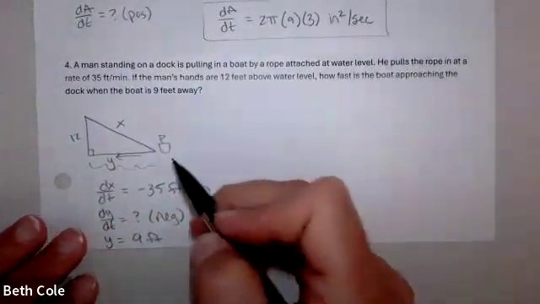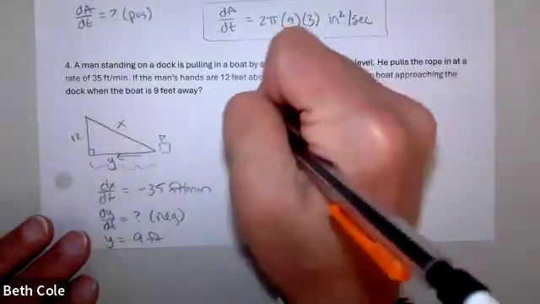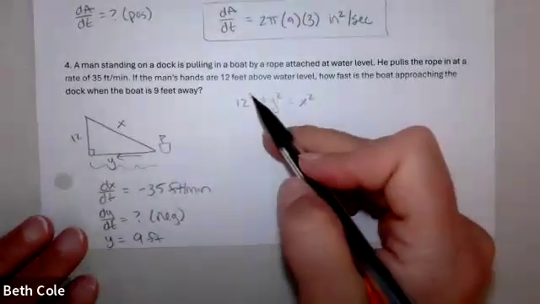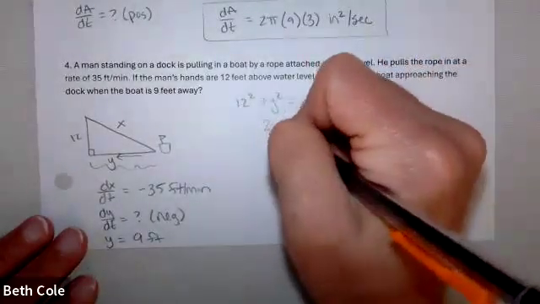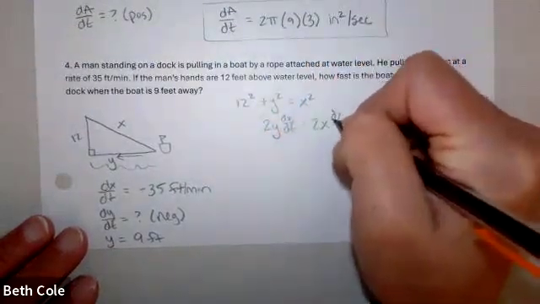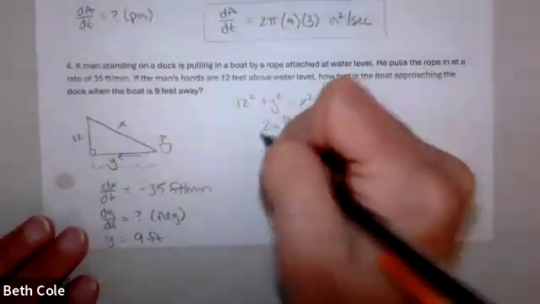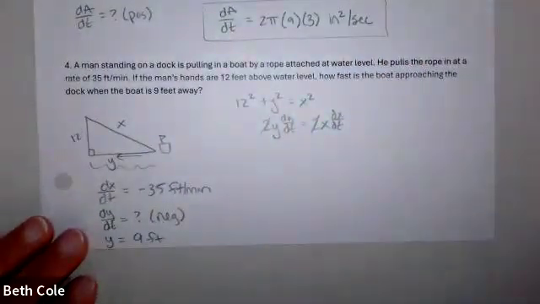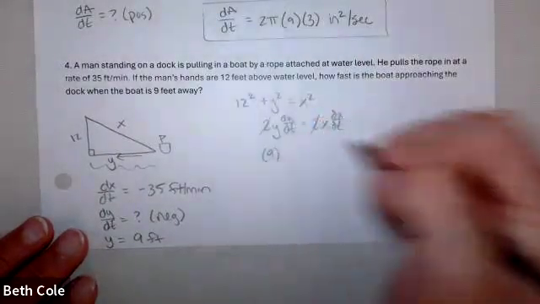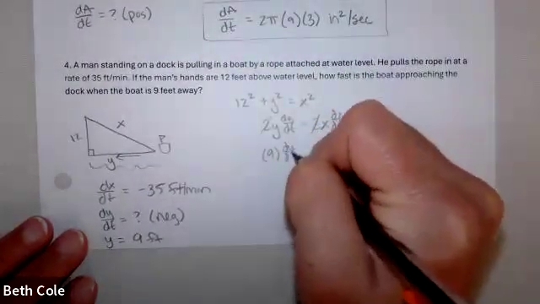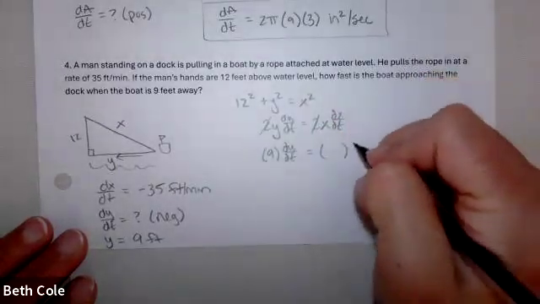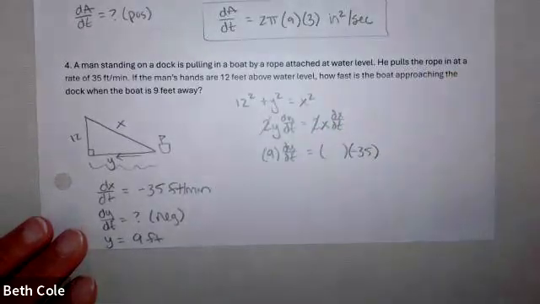So our relationship between the variables is our Pythagorean theorem. We're going to have 12 squared plus y squared equals x squared. Derivative, this is a constant, so that's going to be gone. We have 2y dy/dt equals 2x dx/dt. You can cancel out the 2's if you want to, or they divide out. And then we're going to go and plug everything in. So y is 9, dy/dt is the thing that we're trying to find. I don't have x, we'll come back to that. dx/dt is negative 35.